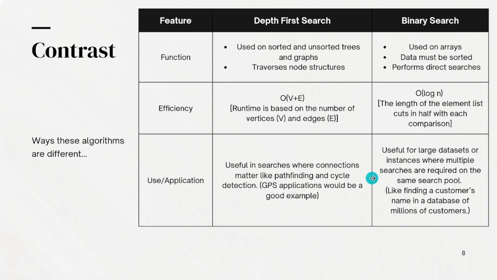Now, in the case of the binary search, it's useful for large data sets or in instances where we need to search multiple things in the same search pool, so that we don't have to search the pool one thing at a time. This is very helpful when you're doing things like finding a customer's name in a database that has millions of customers. We don't want to do a one-to-one-to-one type search where we iterate one index at a time, but the ability to cut the array in half and move forward saves quite a few comparisons and improves efficiency.